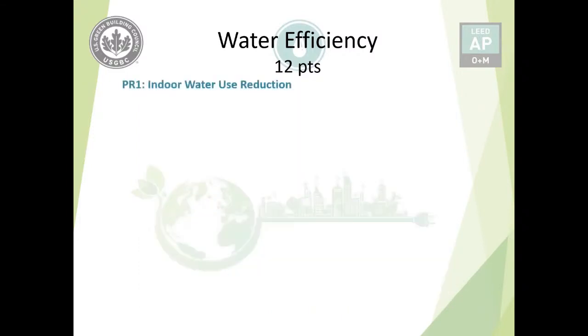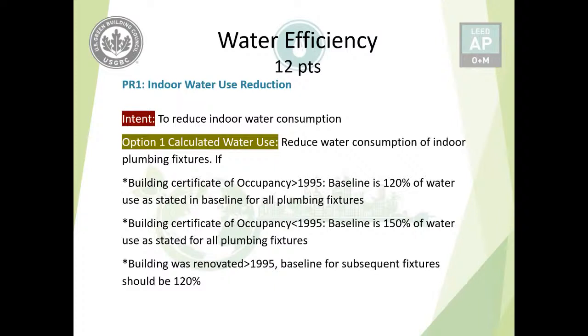Prerequisite number one is indoor water use reduction, which is the intent. And we've got multiple options. The first one is the calculated water use, which is to reduce water consumption of indoor plumbing fixtures. Now we have three conditions. Since it's an existing building, it could be tens of years old or relatively new. So they have three conditions.